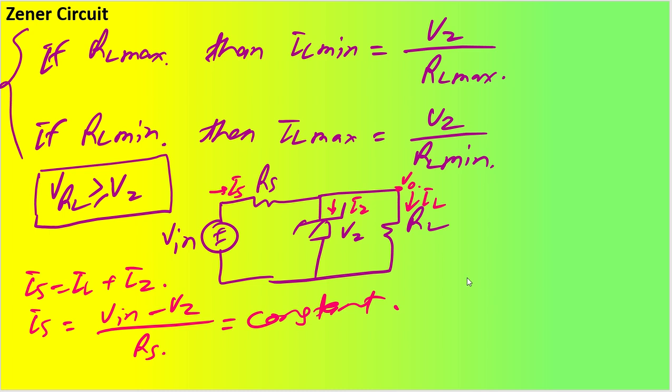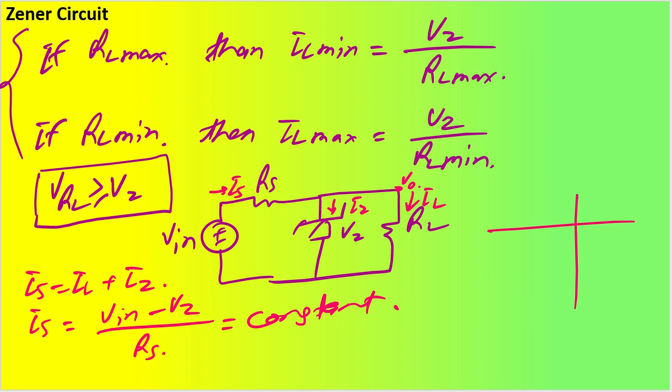What happens in this case is, if your IS is constant, then the value of IL varies, right? And then IZ will also vary. So these two are varying against each other, keeping IS constant. So that is nothing but, it follows a principle something like this.